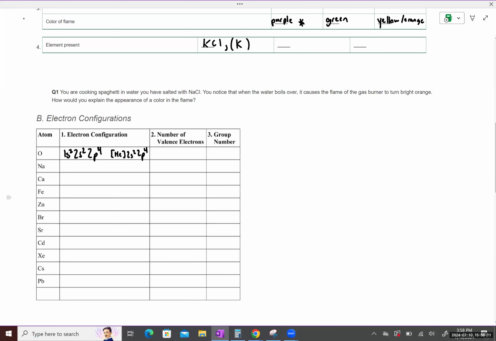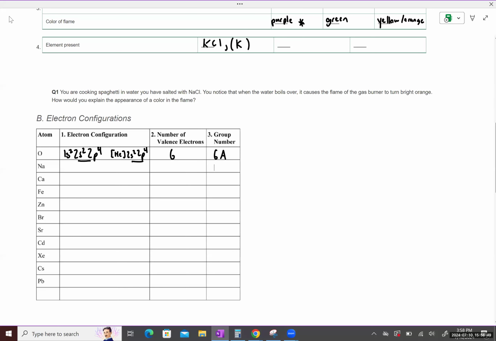The valence electrons are the outermost electrons with the largest principal quantum number. So in other words, these 6 electrons are considered our valence electrons. So we have 6 valence electrons, and the group number for oxygen is 6A. As a quick sanity check, you can always double check your valence electron count. For main group elements, the number of valence electrons directly matches the group number. Oxygen's a 6A element, and thus it has 6 valence electrons.